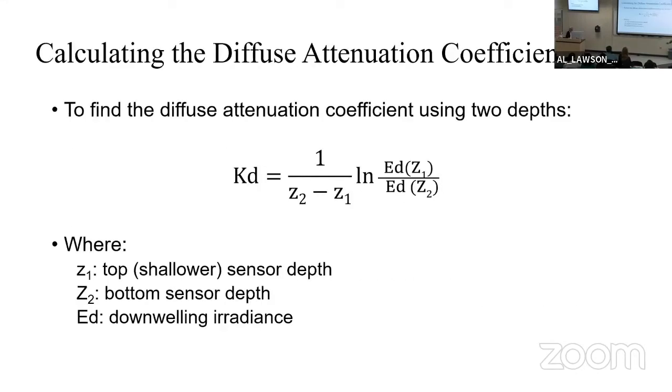Once we had that data and applied the equation, we could then find the diffuse attenuation coefficient. To find it, we use the following formula. As you can see here, the C variables are associated with the depths, where C1 is the top sensor depth, associated with the top Cobo sensor logger, while C2 is the bottom sensor depth. As mentioned before, the downwelling irradiance is associated with ED. So we're applying the logarithmic value of the ED of the top sensor divided by the ED of the bottom sensor.